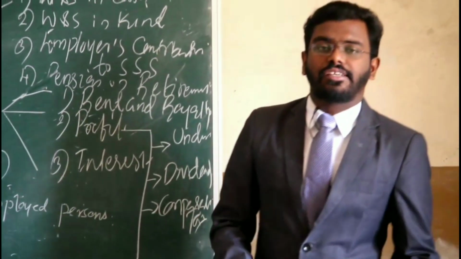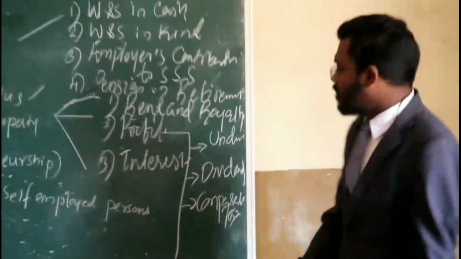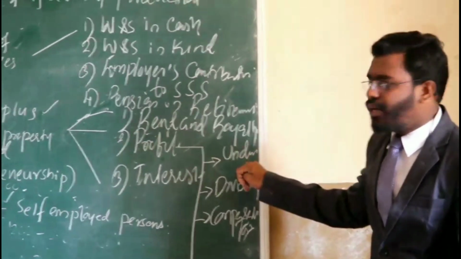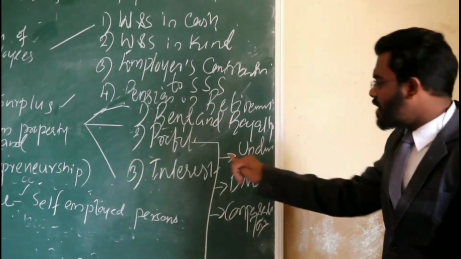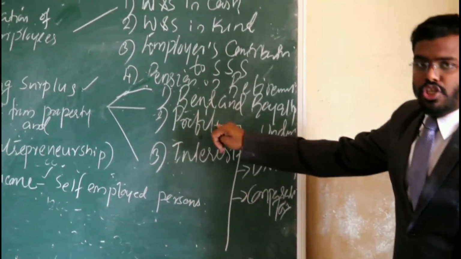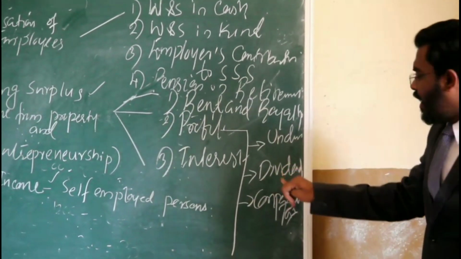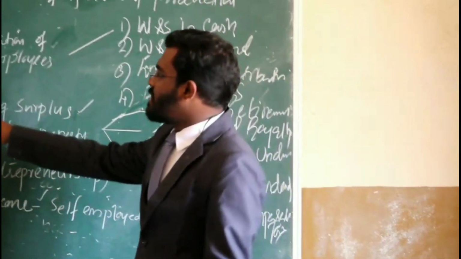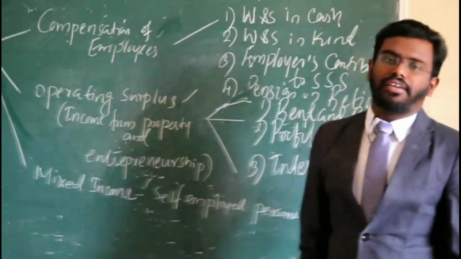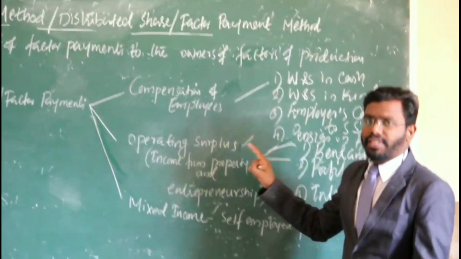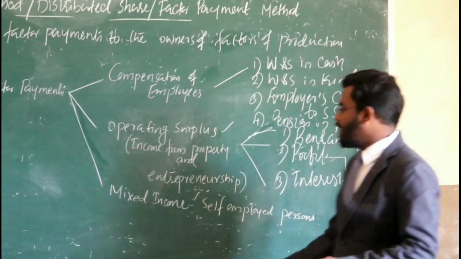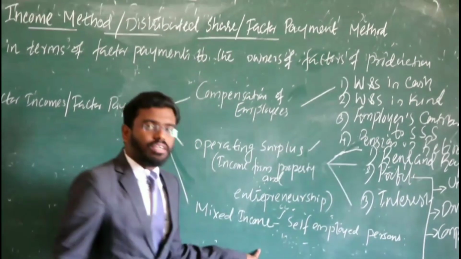Corporate tax means tax on profit. These are the three elements included in profit: first, undistributed profit; second, dividend; and third, corporate tax. So that is the second element of factor income, that is operating surplus, or income from property and entrepreneurship. And the third one is mixed income.